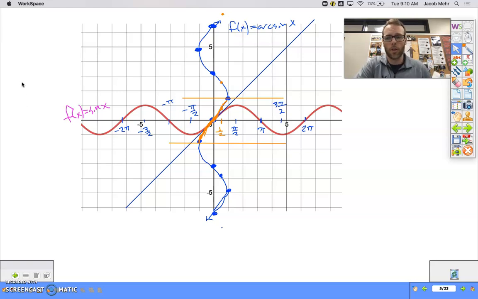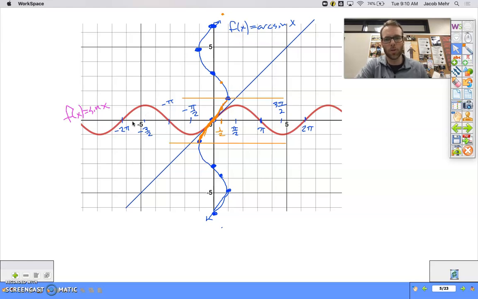All right, so we took our graph of our sine function. We reflect it in the line y equals x. We got this cool looking vertical version of our sine graph. And now we have restricted the domain down to make it a function.